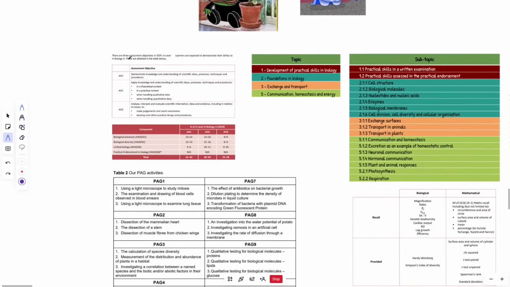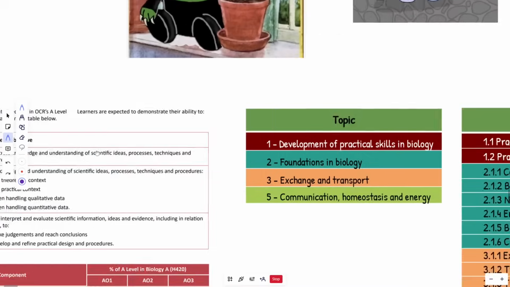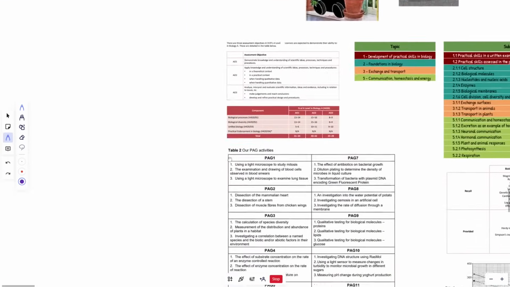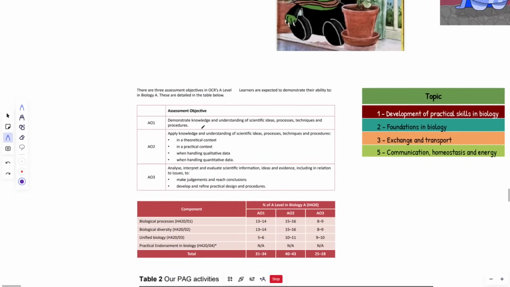Where do I want to start? So you've got these assessment objectives, okay? AO1, AO2, AO3. It's exactly the same for all exam boards. So they're going to have this breakdown. I want you to go to your specification, and ideally, if you're not aware of this already, look through this a little bit. Okay, so AO1, I'm just going to go through this as an example. You need to demonstrate knowledge and understanding of scientific ideas, processes, techniques, and procedures.